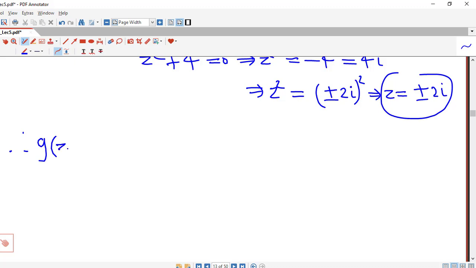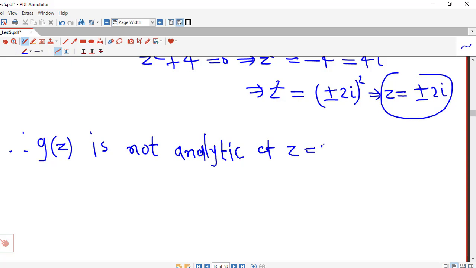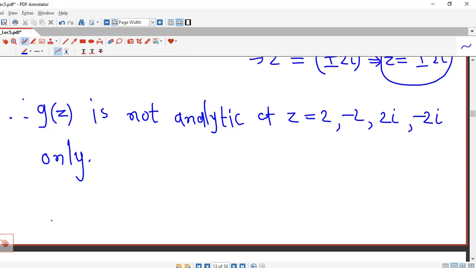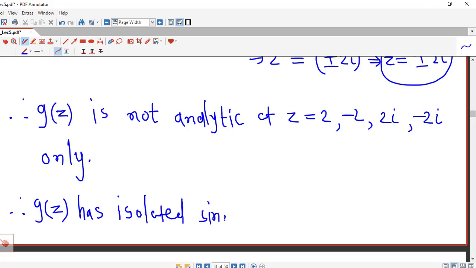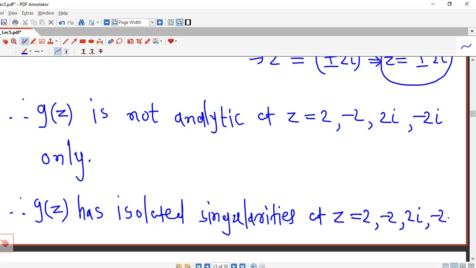So therefore g of z is not analytic at z equal to 2, minus 2, 2i and minus 2i, and these are the only 4 points at which g of z is not analytic. So it is not analytic at these 4 points only. So these 4 points are isolated singularities of g of z. So g of z has isolated singularities at these 4 points, z equal to 2, minus 2, 2i and minus 2i.